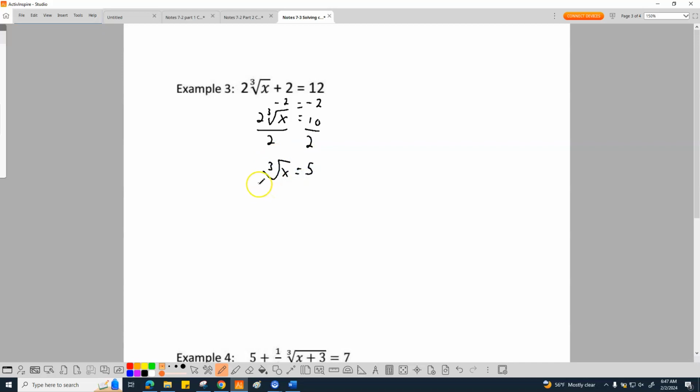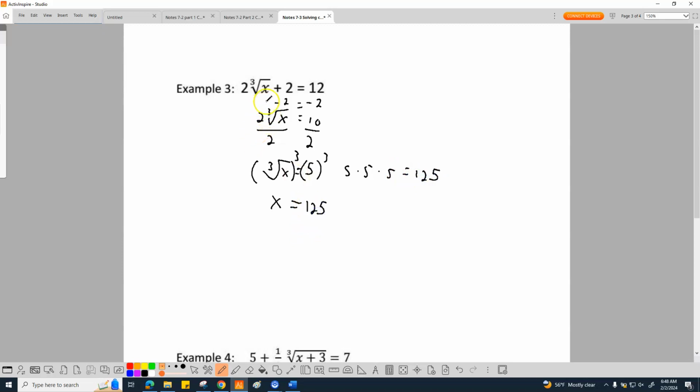So this is not that bad. To get rid of this cube root, remember the rules. You do the opposite. And the opposite of cube root is cubing. I end up with x equals 5 times 5 times 5. Yes, they look like s's. Equals 125. So now my answer is 125.